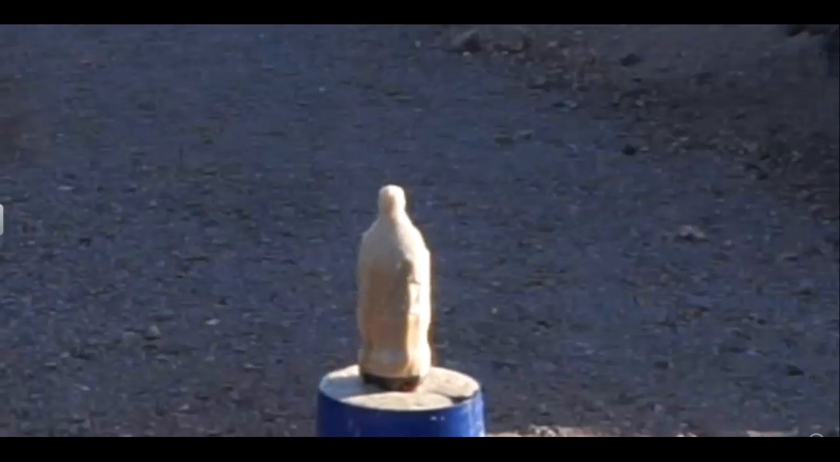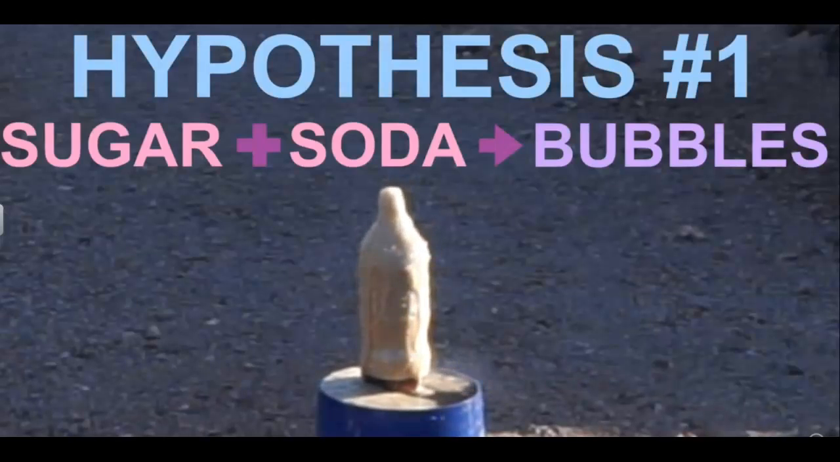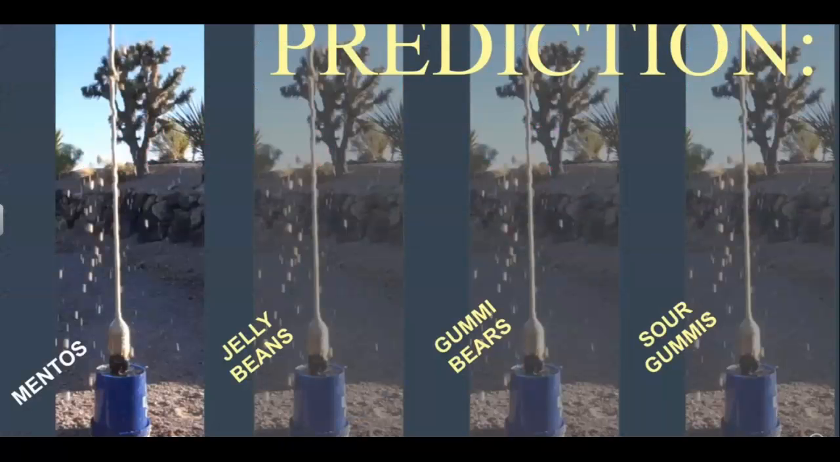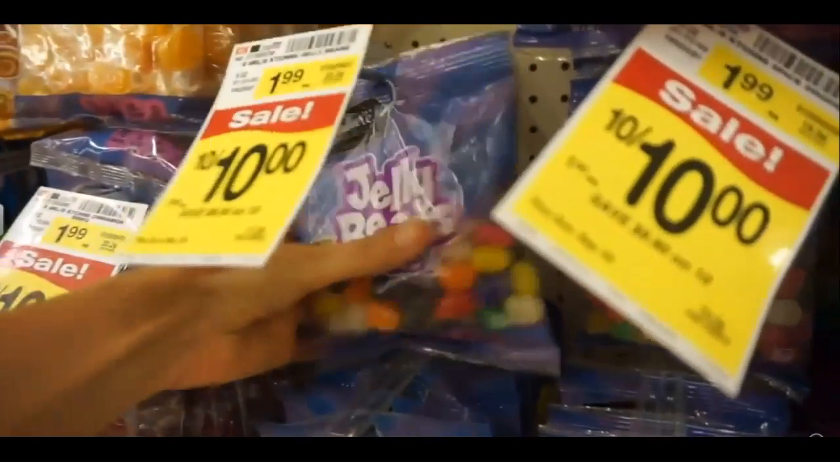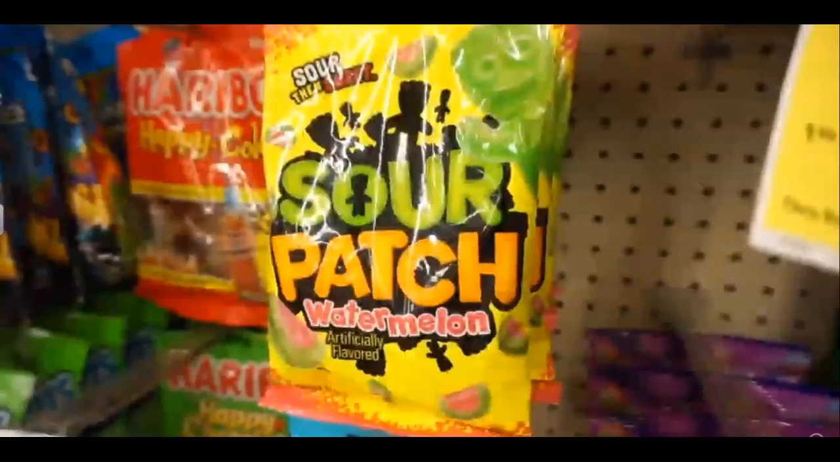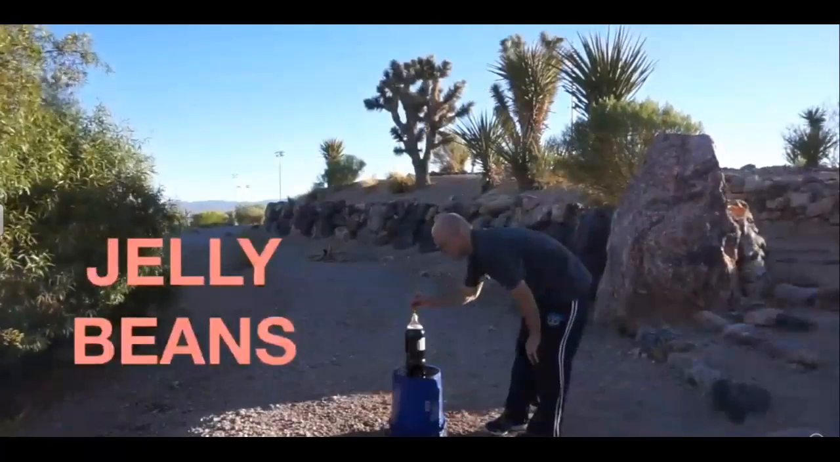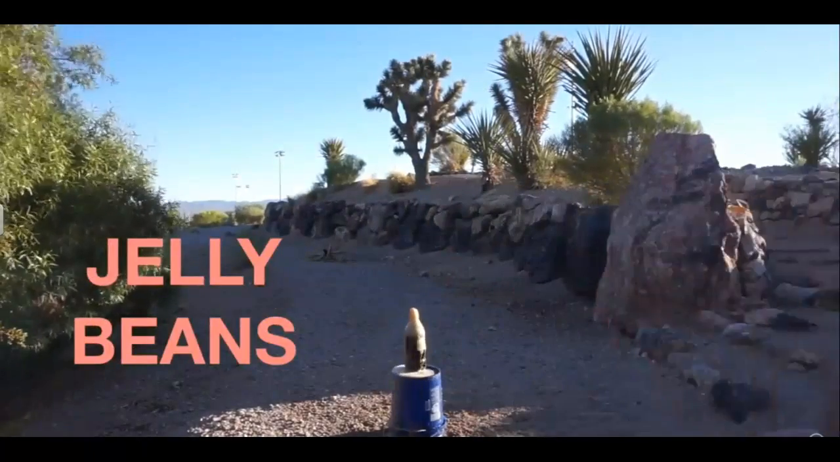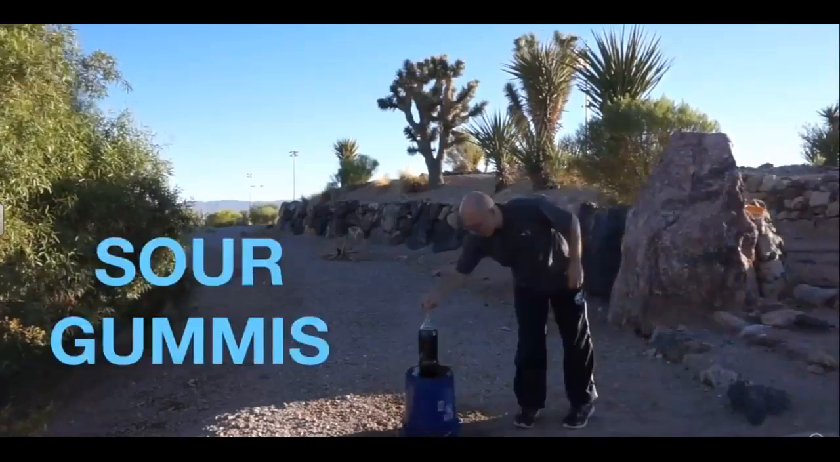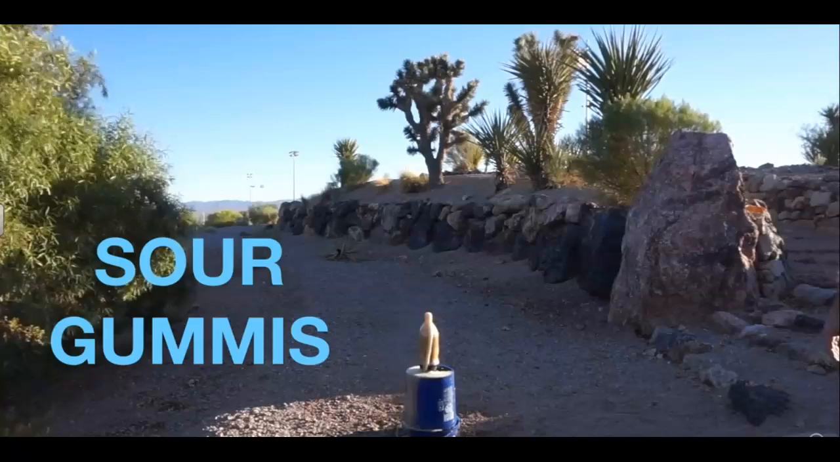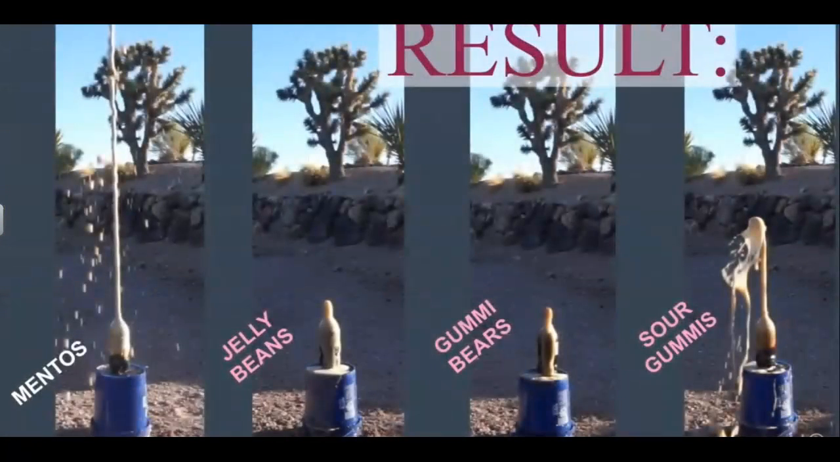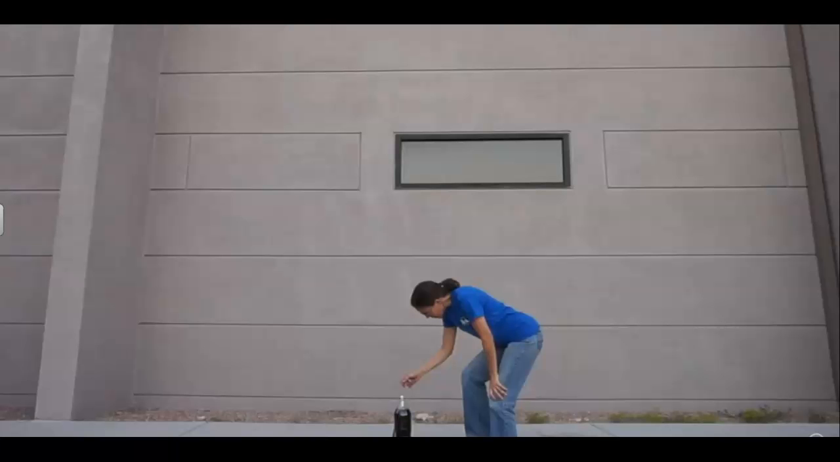Let's begin by testing the first explanation we heard, that the reaction is caused by a chemical reaction of sugar and diet soda. If the sugar in our Mentos is the cause of our eruption, then we would expect other sweet candy to produce a similar effect. So let's test jelly beans, gummy bears, and sour watermelon candies. The other candy produced much smaller reactions than the Mentos. The results did not support our hypothesis.